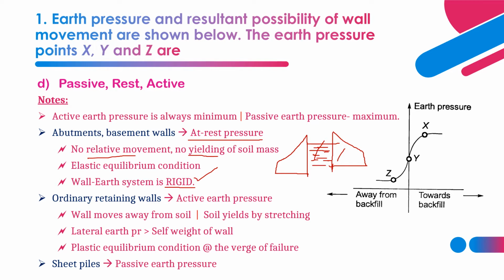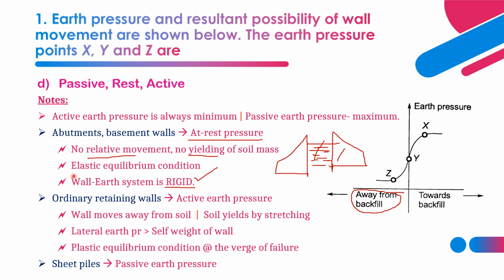And next is the ordinary retaining walls. This will be under active earth pressure. Active earth pressure means the wall is moving away from the backfill. So the wall moves away from the soil and the soil yields by stretching. The lateral earth pressure shall be greater than the self weight of the wall. When this condition is existing, we can say the earth pressure is active, that is, active earth pressure is existing when lateral earth pressure is greater than the self weight of the wall, and the condition is plastic equilibrium at the verge of failure.